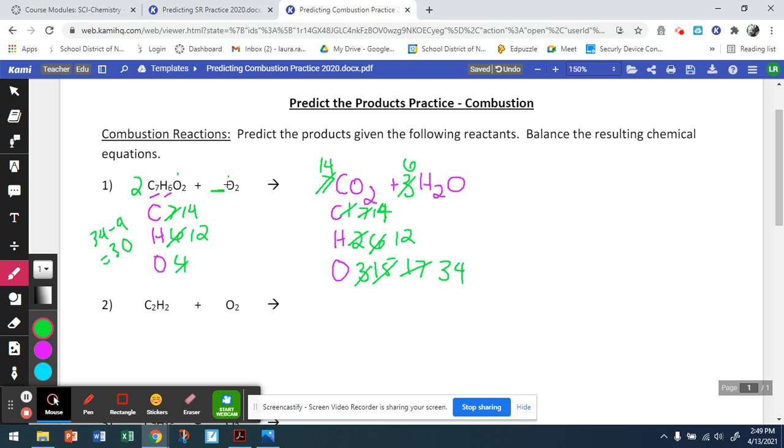Well, 30 divided by 2 gives me 15. So when I add the 4 oxygen from here to the 15 times 2 of 30 here, I get my total of 34. So the final answer would be 2 of the C7H6O2 plus 15 oxygen yields 14 carbon dioxide plus 6 water.